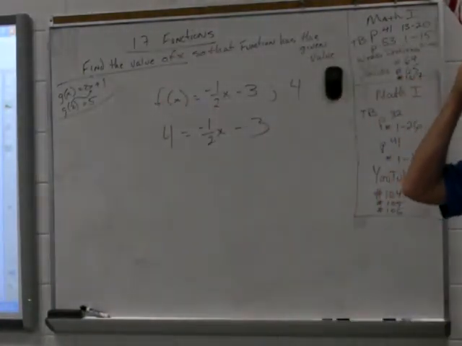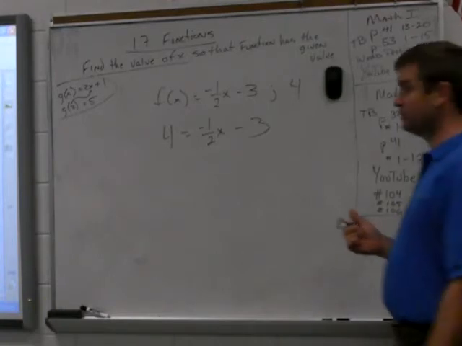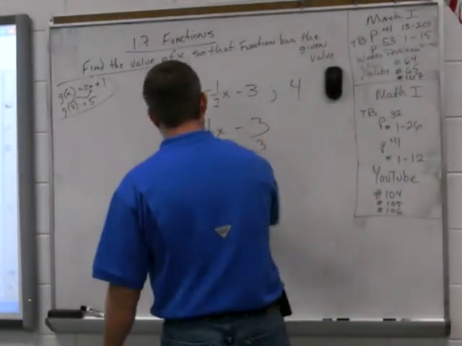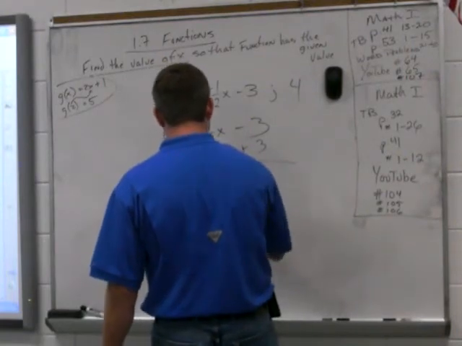What's our next step? How do we solve this equation for x? Trying to get x by itself. Add 3 to both sides. Add 3 here, add 3 here. Right, so now I'm at 7 equals negative 1/2 x.